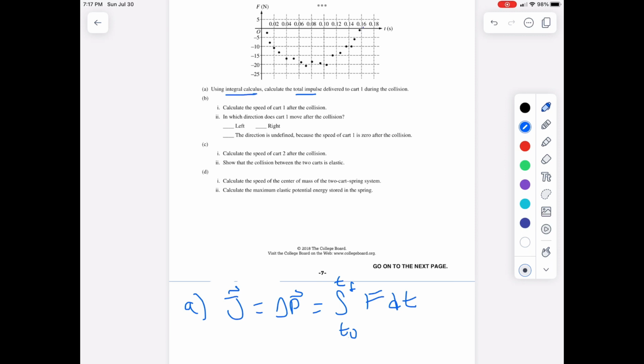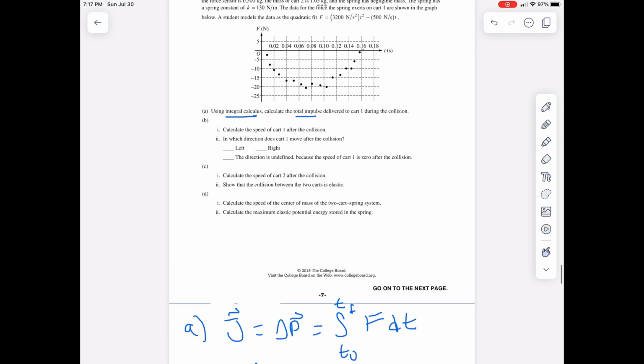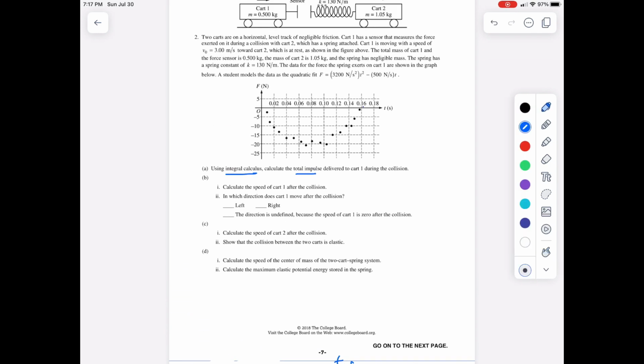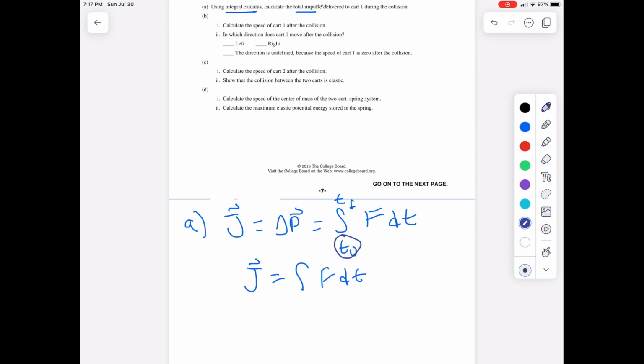So for part A, I know this is true for my impulse. Because I don't have any information really about momentum, because I don't know the final velocity of my cart, I can use just impulse is equal to the integral of force dt. Now in this question, to find force, we're given an equation right here, and we're given this graph. So to find my t0 and tf, I'm going to use this graph.